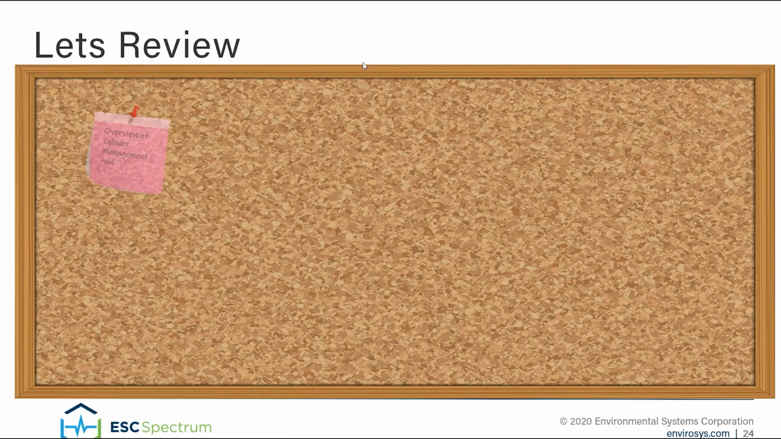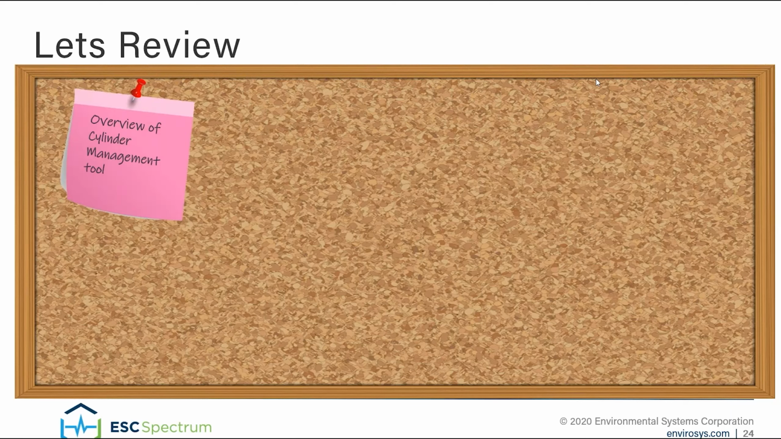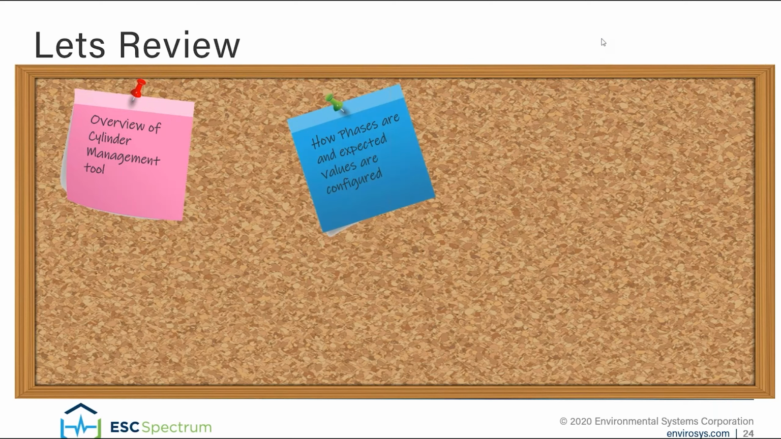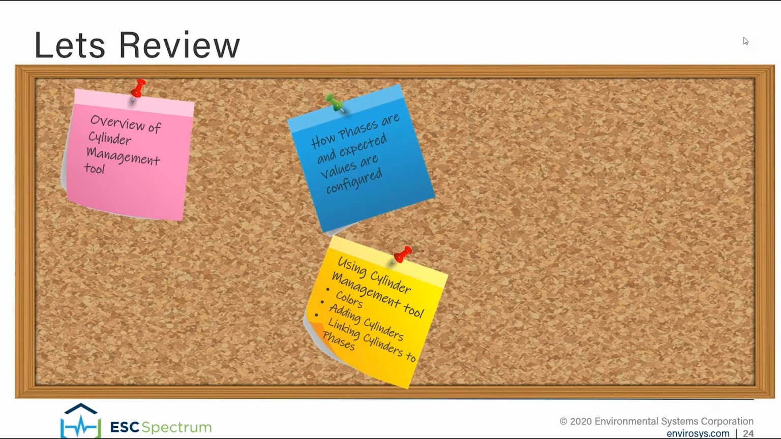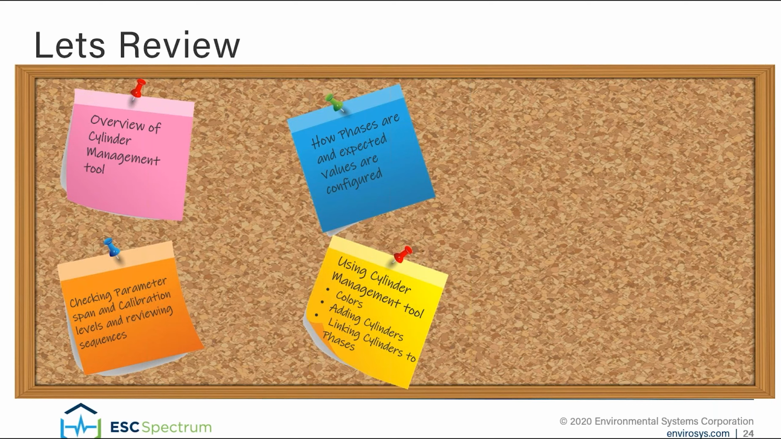And let's review. We started off talking about the cylinder management tool and what it was used for and how we're going to use it. We looked at how the phases and the expected values are configured using those reports that we could look at to see where all of this information comes from and how we get there. We used the cylinder management tool to show you the colors, how to add cylinders, how to link cylinders to the different phases. And we were checking our parameter and span and calibration levels and reviewing our sequences again with the actual tool or the reports and being able to see those. So a lot of information covered.